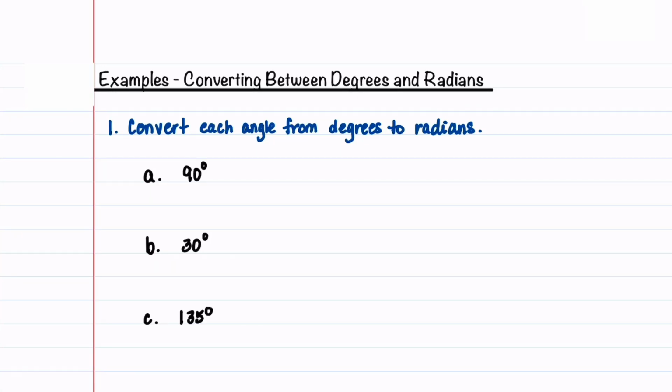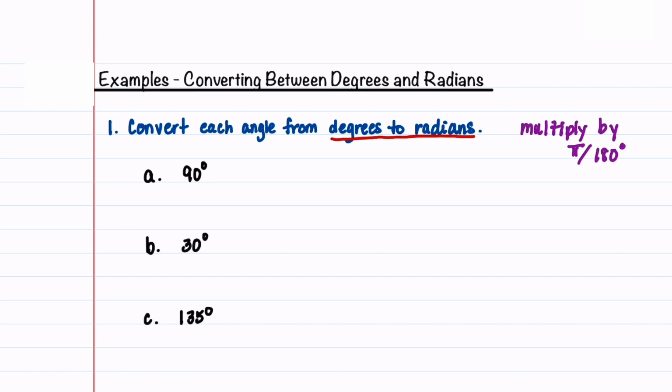Let's look at some examples of converting between degrees and radians. The first one that we're going to look at is we're going to convert each angle from degrees to radians. So let's write that down. And then before we begin, let's write down what it is that we're actually going to have to do to make this conversion. We're going to have to multiply by pi over 180 degrees.